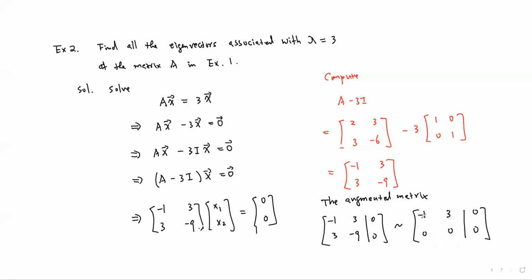And then scale the first row by multiplying it by -1. Then I get 1, -3. Yeah. This is the reduced echelon form. Now write the reduced echelon form in equations.